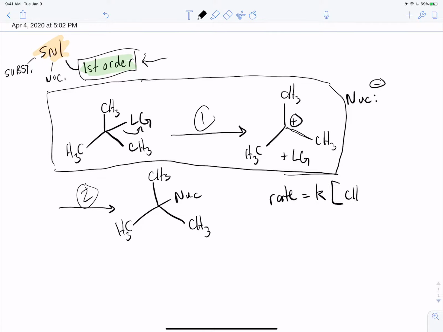So in this case, that would be, okay, so I got my leaving group there. So the concentration of the nucleophile doesn't matter because this takes forever to form, and then as soon as it forms, the nucleophile can come in and attack and then form the product. But the rate is determined by the slowest step in the overall scheme.